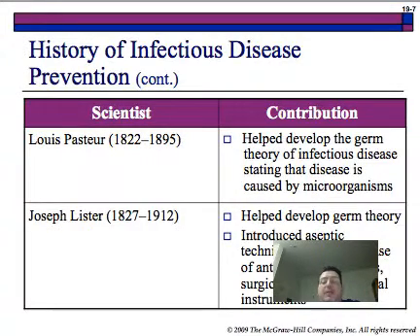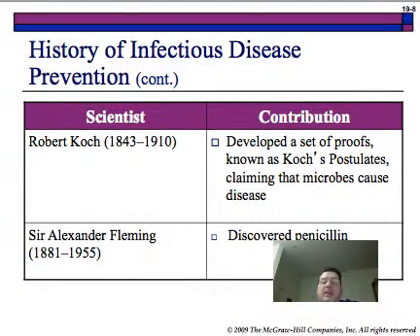It's important to know you don't need to know the dates here, but you just need to know who the individuals are. Louis Pasteur helped develop the germ theory in infectious disease, stating that disease is caused by microorganisms. Joseph Lister, you might recognize that name by Listerine, and Pasteur from pasteurization, helped develop germ theory and introduced aseptic techniques through use of antiseptics on wounds, surgical sites, and surgical instruments. Robert Koch, 1843 to 1910, developed a set of proofs known as Koch's postulates, claiming that microbes cause diseases, and Sir Alexander Fleming, 1881 to 1955, is the one who discovered penicillin.